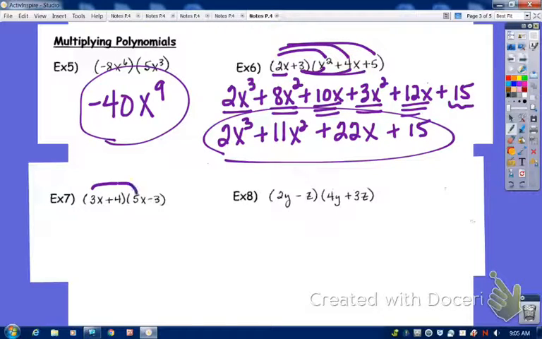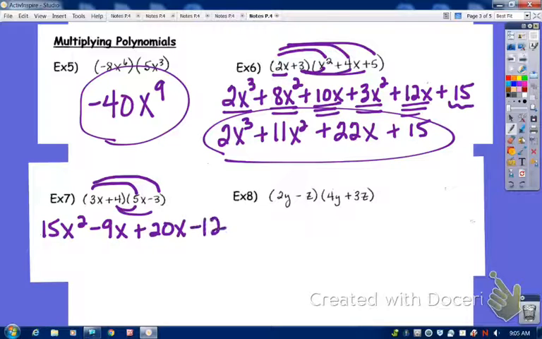So you're going to do 3x times 5x and 3x times negative 3. That's 15x squared minus 9x. And by the way, that's multiplying the first terms and the outer terms. Somebody just came up with FOIL. And then you've got to multiply everything in the second parentheses by 4. That gives me 20x minus what? 12. So distributing a binomial times a binomial is really multiplying the first, the outer, the inner, and the last.